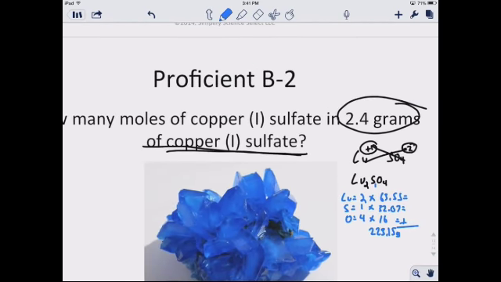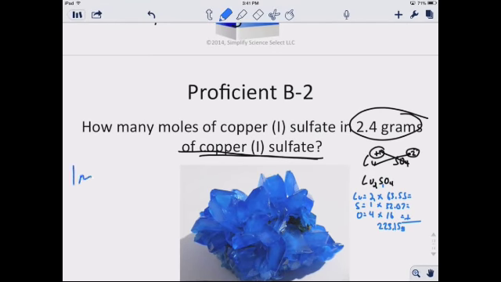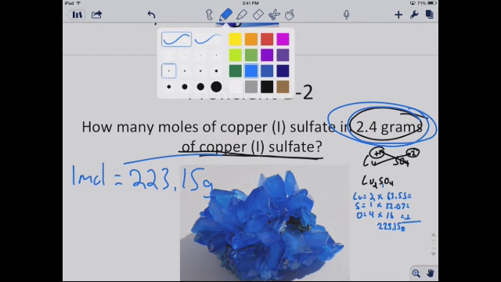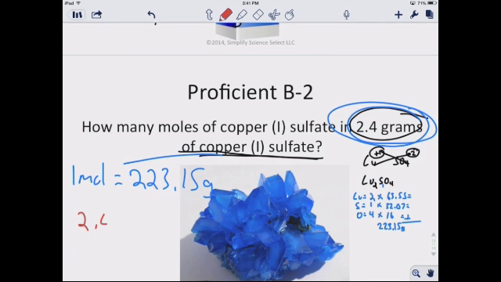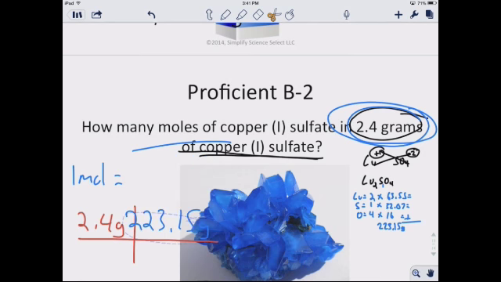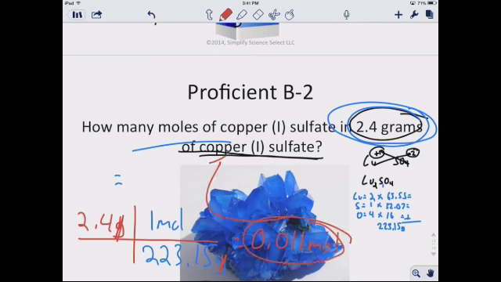Well, it still means the same thing. 1 mole of copper sulfate equals 223.15 grams. So we set it up. How much are we starting with? 2.4 grams. So 2.4 grams of copper sulfate. Grams is on the top, so that guy is going to go on the bottom, and then the rest of it goes on the top. And you see that our units cancel, and we're left with moles. So when we do this, we'll get 0.011 moles of copper sulfate.